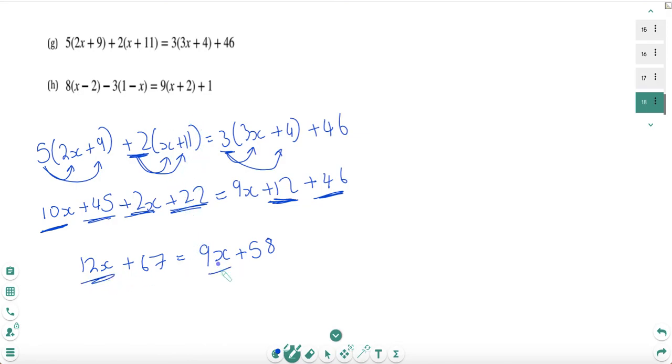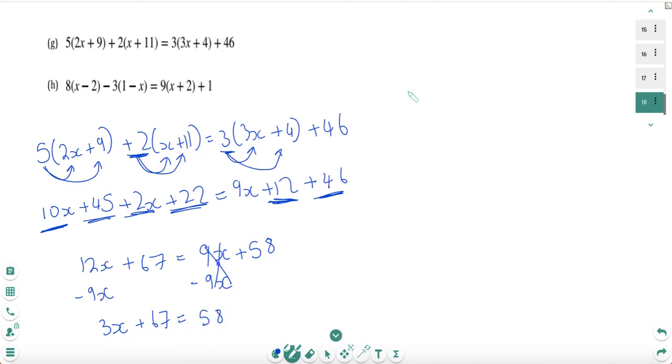Now, unknowns on both sides. What do we do? We get rid of one of them. We get rid of the smaller one. So we're going to get rid of the 9x by minusing 9x. To balance it, we have to minus 9x here. So 12x minus 9x is 3x plus 67 equals 9x minus 9x is nothing, 58.